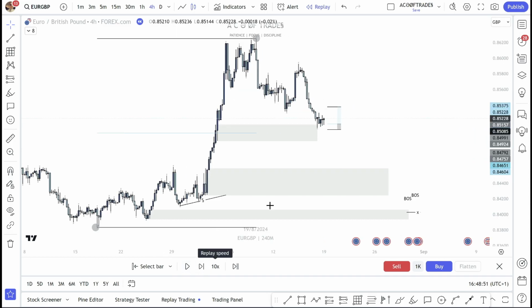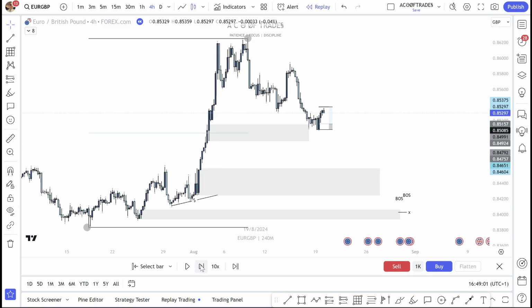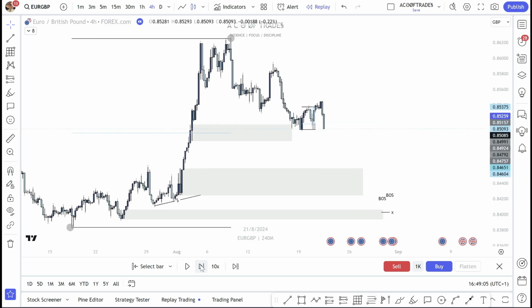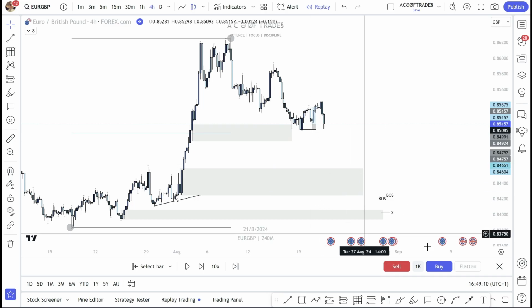Okay. So yeah, so now we've come to this demand zone. It's not great. It's just wicks, but it does come from equilibrium, and we know that we will probably get a reaction from this. That's why I set a trade up here. I didn't actually take this trade, but it didn't play out, as you can see. I won't drop down to the 15 minute because there's no point. I'm going to show you a trade from down here.